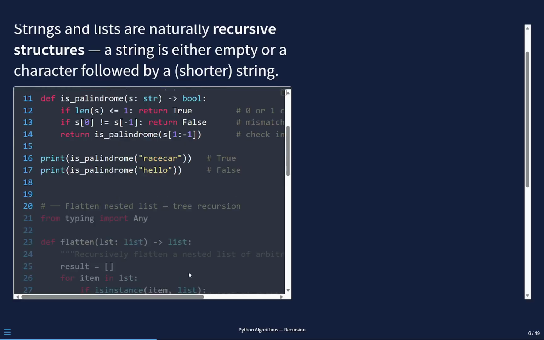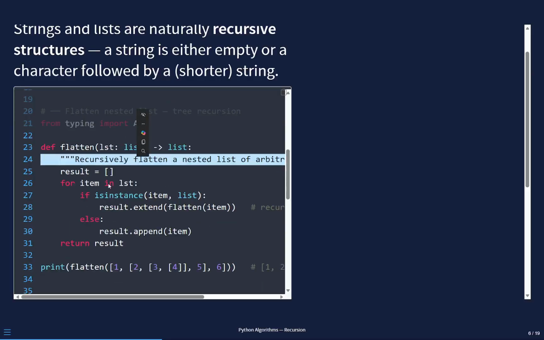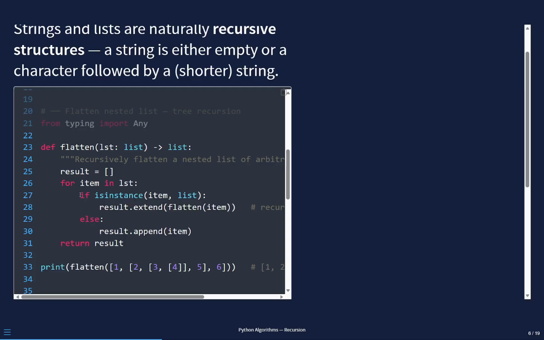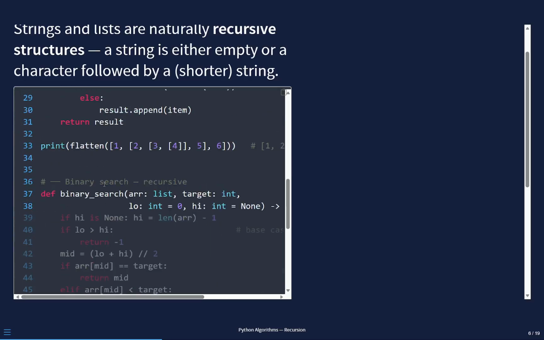Click. Flattening a nested list uses tree recursion over the list's own structure. For each item, if it's a list, recurse into it and extend the result. If it's a leaf, append it directly. This handles arbitrary nesting depth with the same code. Note, in production, this still uses call stack depth proportional to nesting depth. We'll see the generator alternative for very deep nesting later.